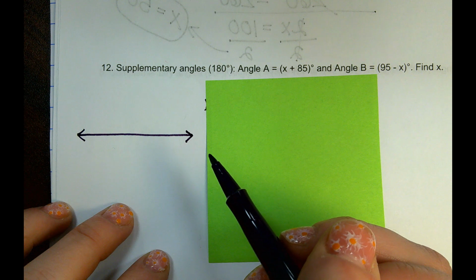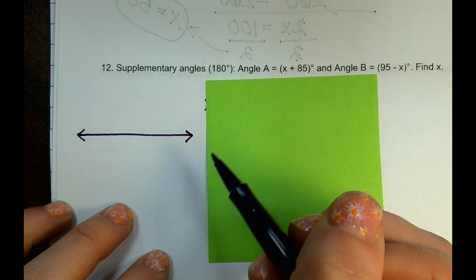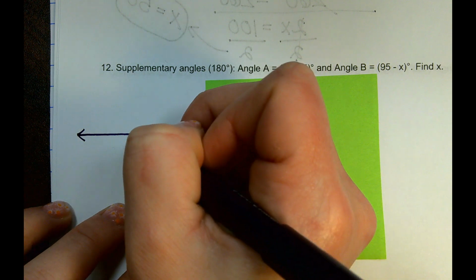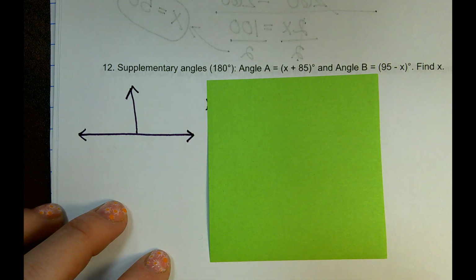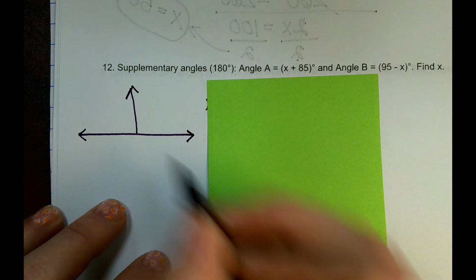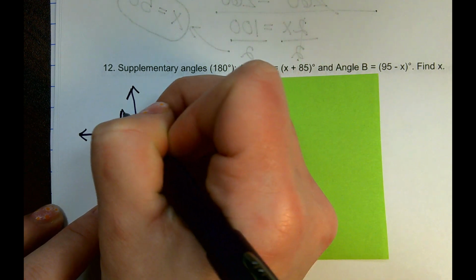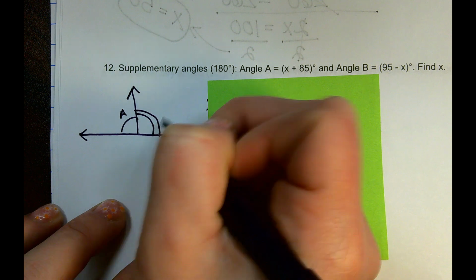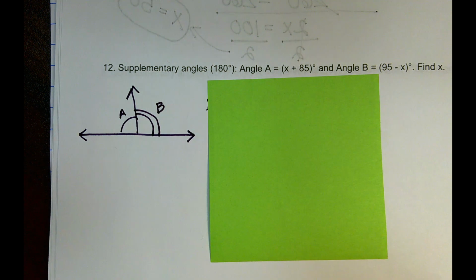Let's see. I don't know how to make it precise. I'm just going to do this. Okay, we'll say this is angle A. This picture is probably not accurate. This is angle B. It's just something to help us think about the problem.